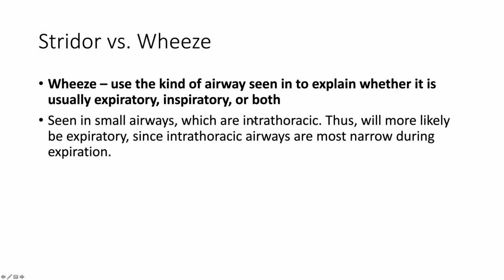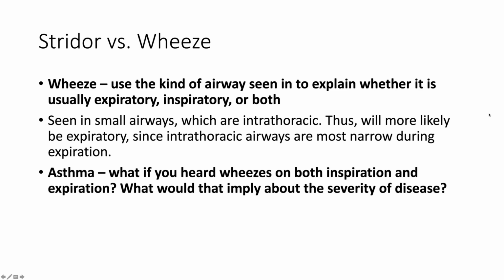Yeah, because the small airways are all intrathoracic, right? You have no small airways that are outside your thorax. So it's going to be expiratory, since the intrathoracic airways are most narrow during expiration. If I'm going to collapse, I'm most likely to collapse during expiration. So then Susanna, if you heard wheezes in an asthmatic on both inspiration and expiration, what would that tell you about the severity of the disease and why?